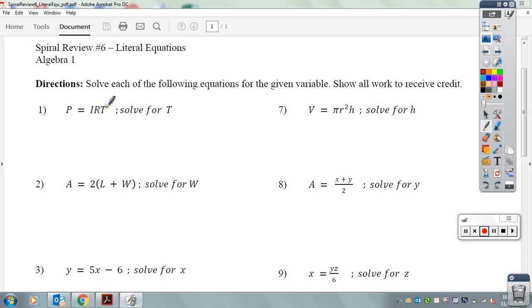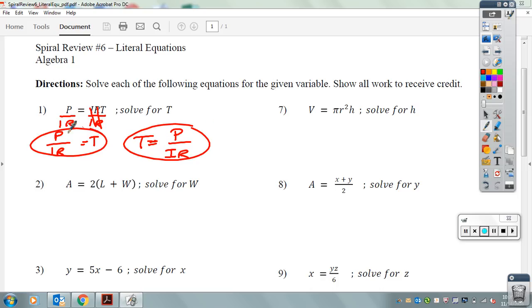Well, first thing you want to do is isolate the term that contains my variable. This is all one term. So all I've got to do to separate the multiplication is divide by I and R. And T equals P over IR. You could also write it as T equals P over IR. That would be the symmetric property, which allows me to switch the order. Number 2.